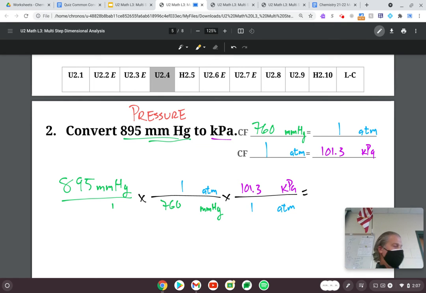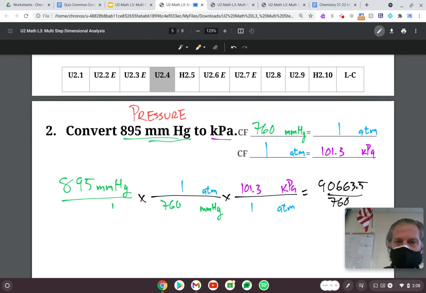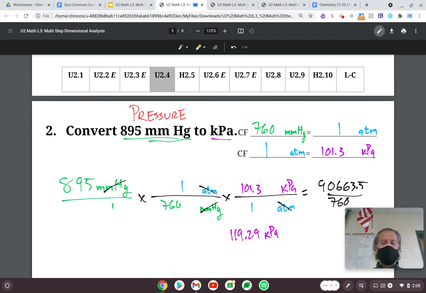Then I'm going to calculate. So 895 times 101.3 gives me something like 90,663.5 over 760. I'm going to simplify. And that gives me a value of 119.29, and that's going to be kPa. So my units for millimeters of mercury and ATM cancel out, and I'm left with kPa, and I've done my math. Yay.